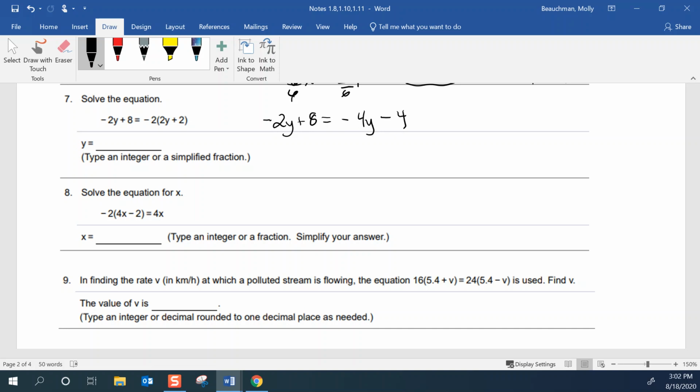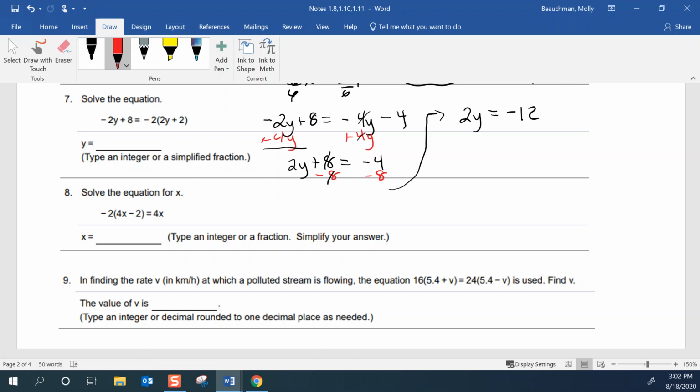Next step is to move things back and forth across the equal sign by adding and subtracting. We want all of our variables on one side, all of our numbers on the other. So I'm going to add 4y to each side. We end up with negative 2 plus 4 is a positive 2y plus 8 is equal to negative 4. Next step, subtract 8 from each side. I end up with, I'm going to go ahead and continue it up here, 2y is equal to negative 12.